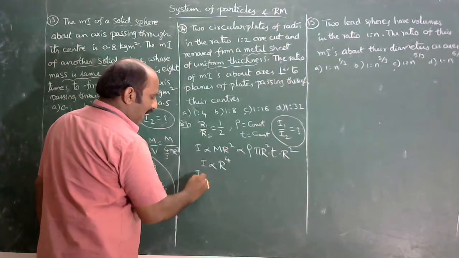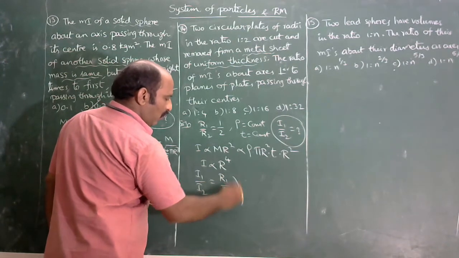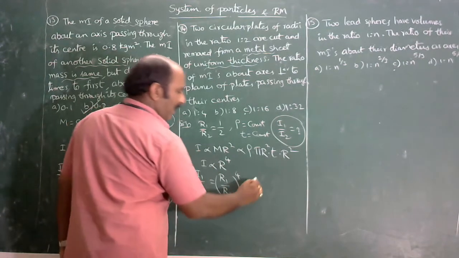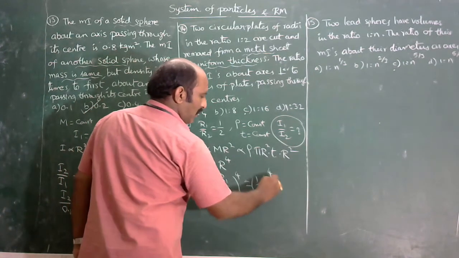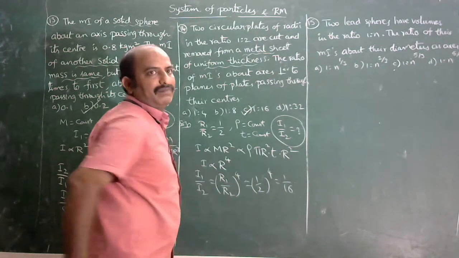Now I1 by I2 is equal to R1 by R2 whole power 4. R1 by R2 is given as 1 by 2, whole power 4. This is 1 by 16. So option C is correct.